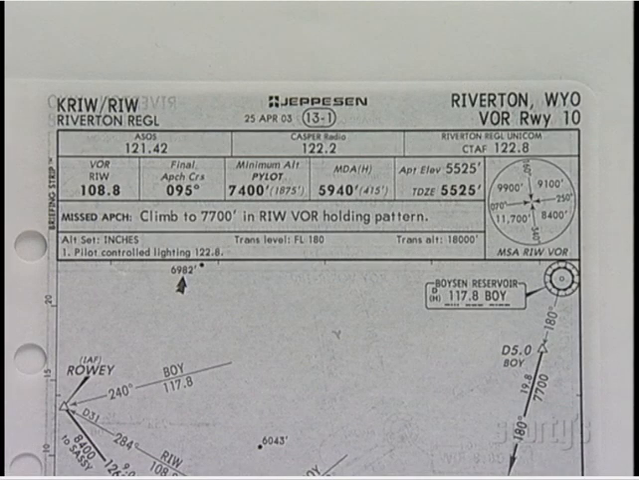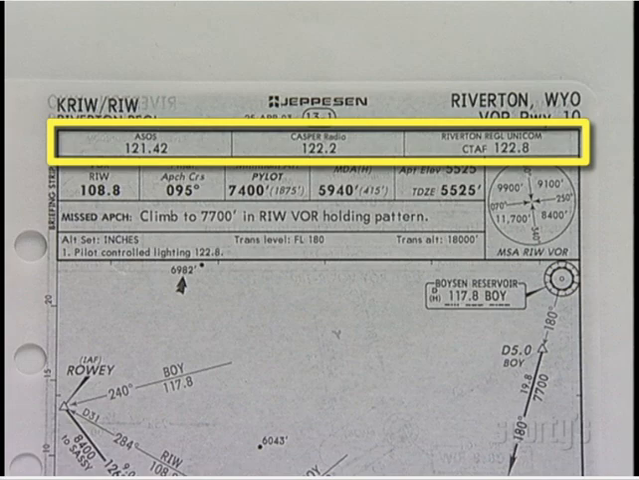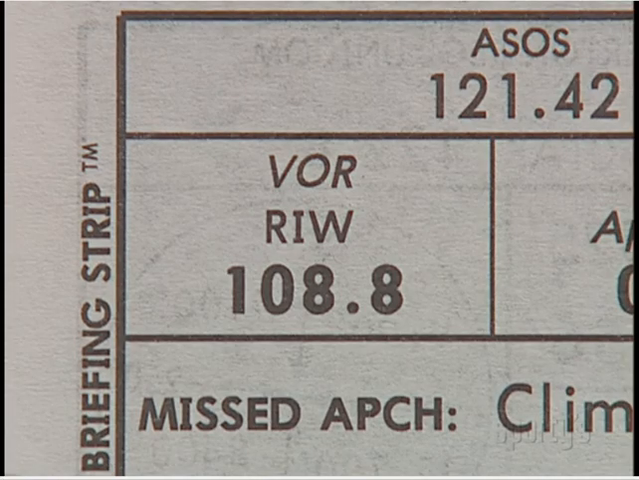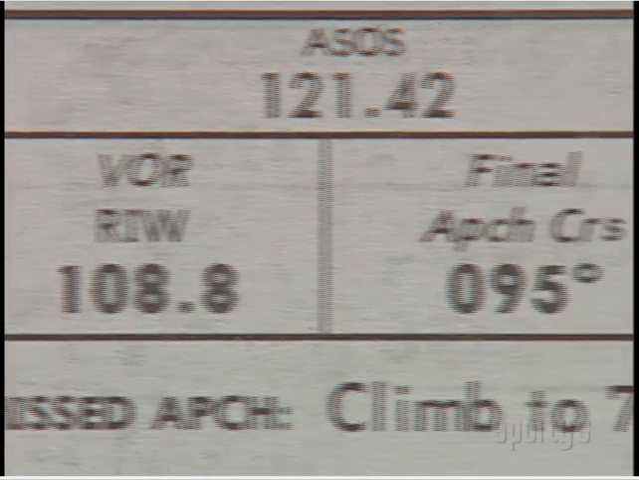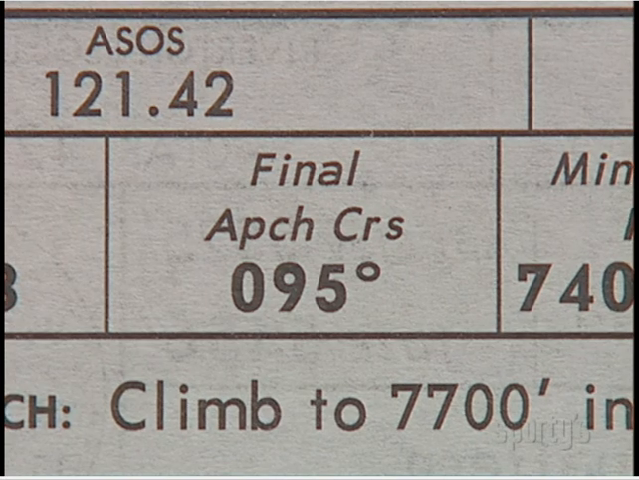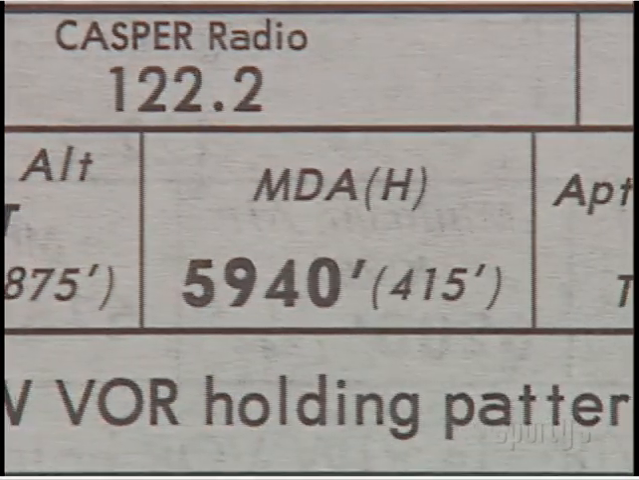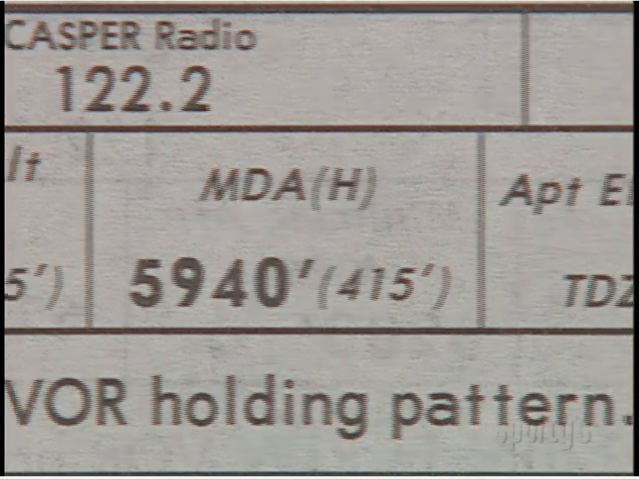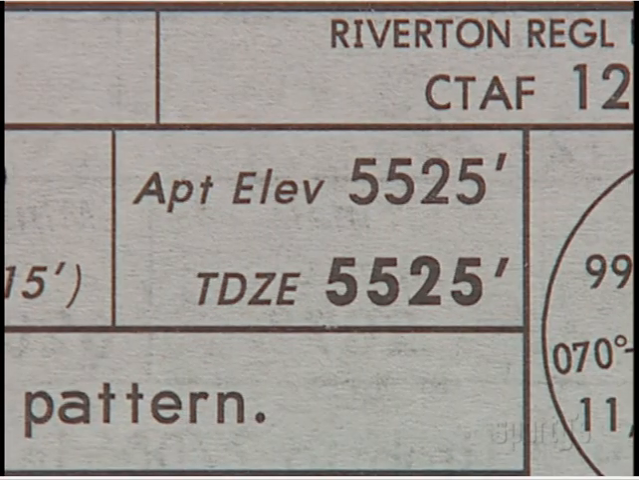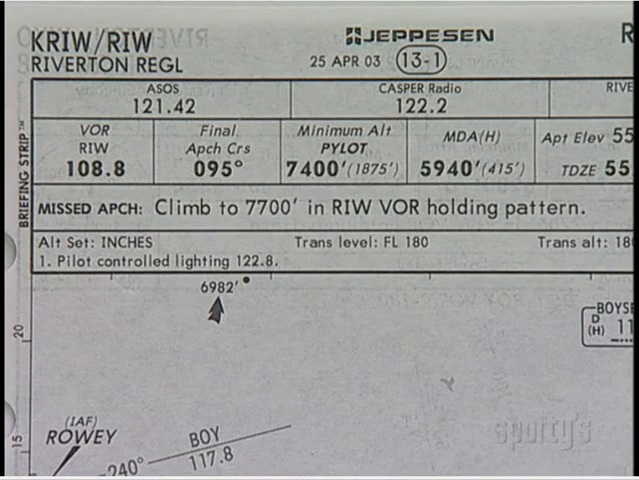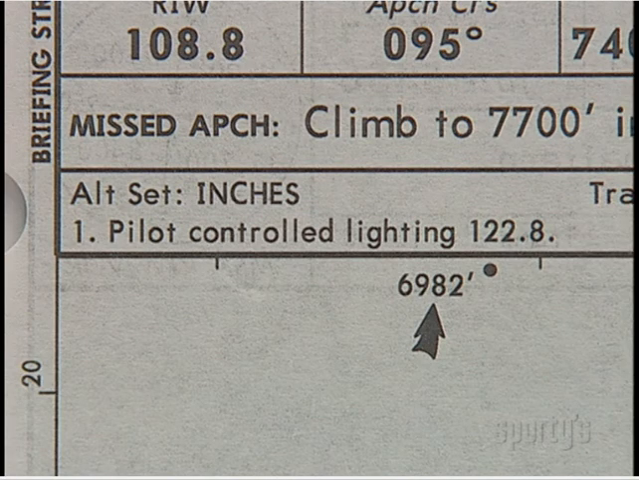Jeppesen's briefing strip shows the communications frequencies across the top. Below that is the NAV aid ID and frequency for the approach, the final approach course, the minimum altitude at the final approach fix, the minimum descent altitude or decision altitude, and the airport and touchdown zone elevations. Below that is the missed approach procedure. Procedure notes and word on pilot-controlled lighting is below that.